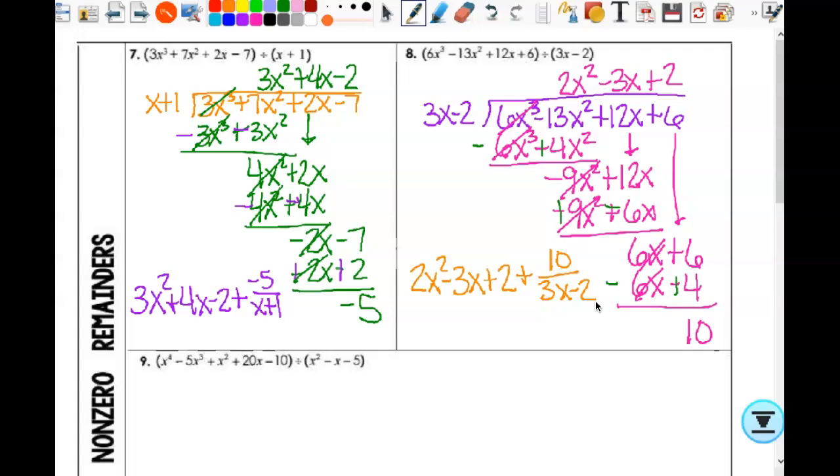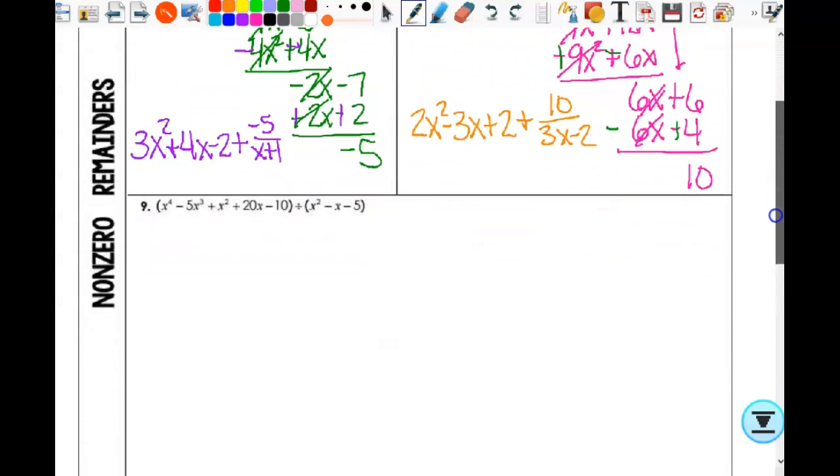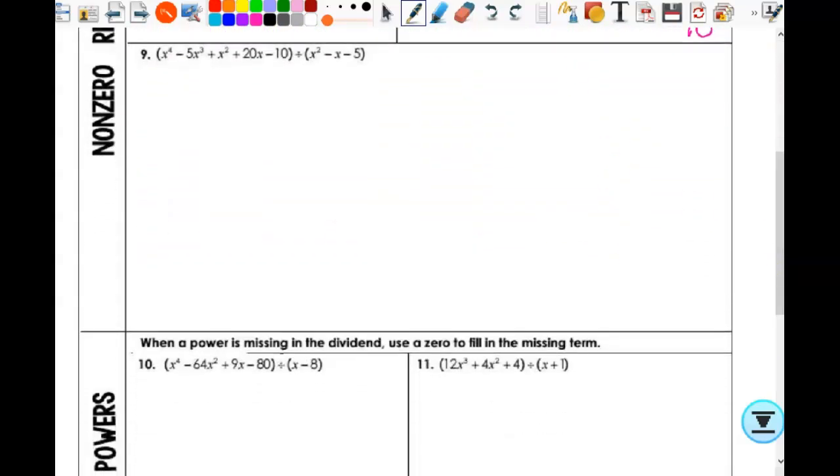Okay. All right, let's move on to number 9. Now, number 9 looks even worse than the rest, and they all look pretty bad, right? But it doesn't mean that it's difficult. This doesn't mean that it's any more difficult just because the expressions are longer. So what I'm dividing by is x squared minus x minus 5. I'm going to divide that into x to the 4th minus 5x cubed plus x squared plus 20x minus 10. Go ahead and do this without me if you can. If not, I will talk you through it.